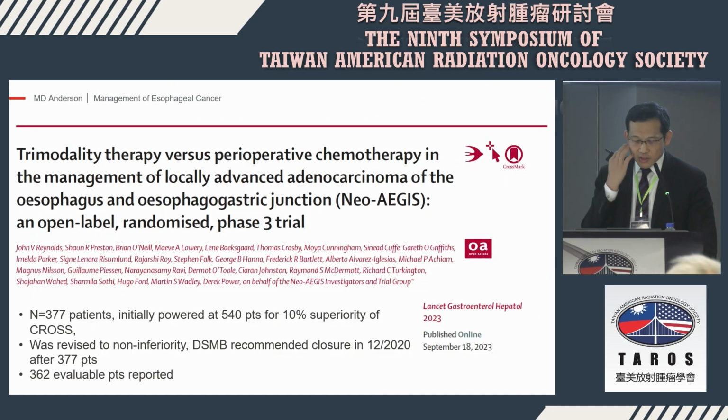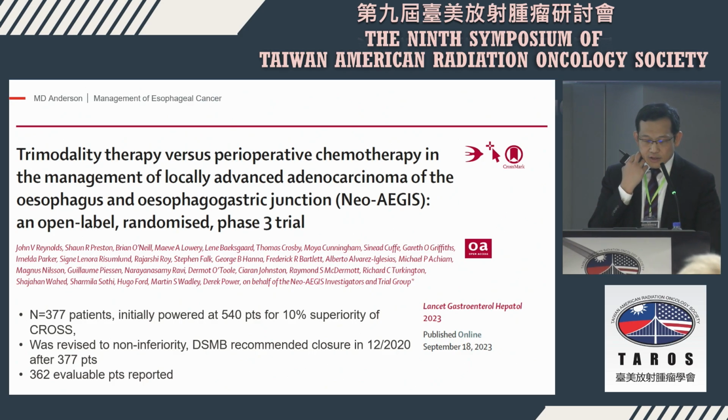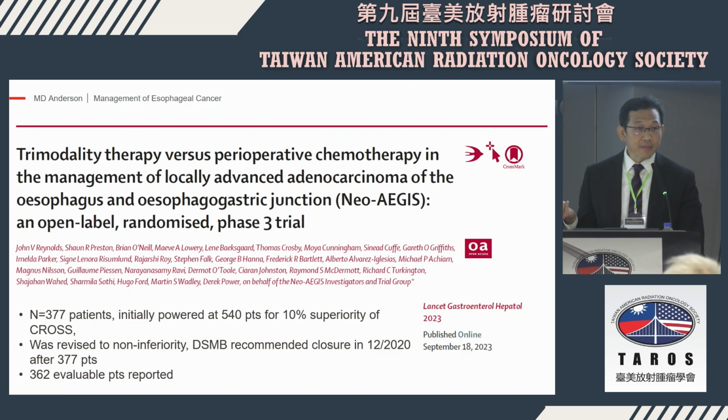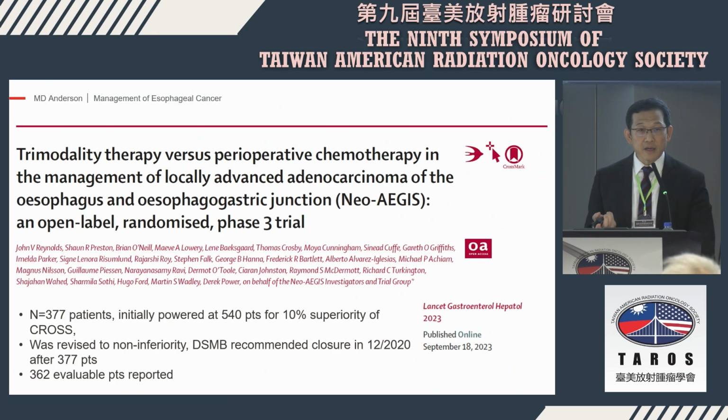Okay, so NeoAegis was just published a couple years ago. Initially this was a study that was powered to show superiority of preoperative chemoradiation versus perioperative chemotherapy. However, because of the pandemic, this was shut down in 2020. So instead of 540 patients, they downgraded to 377 patients, powered to show only non-inferiority. So it became a non-inferiority study versus a superiority study.